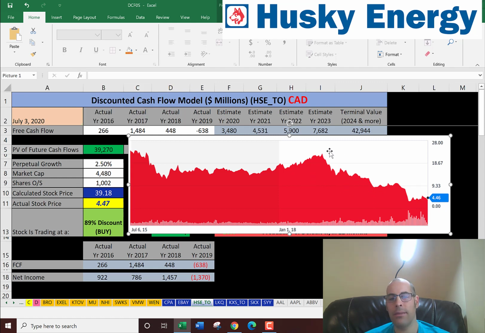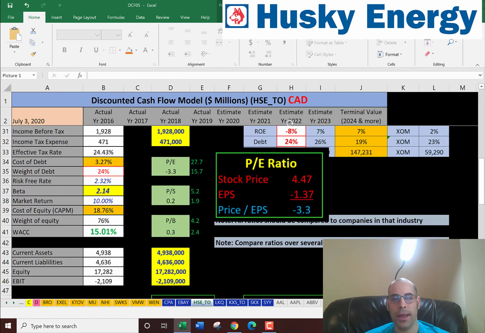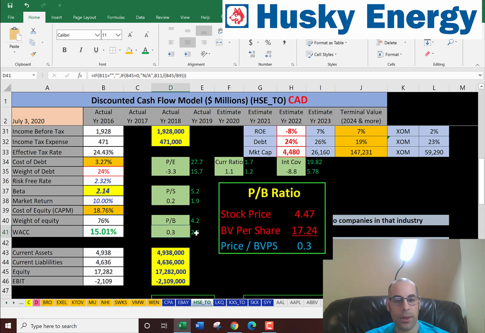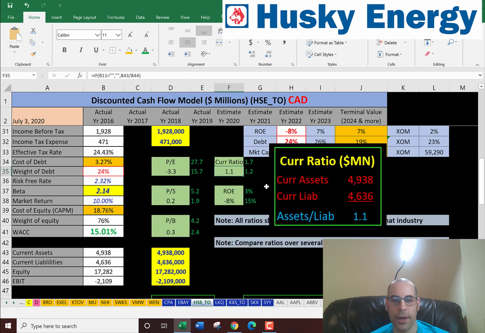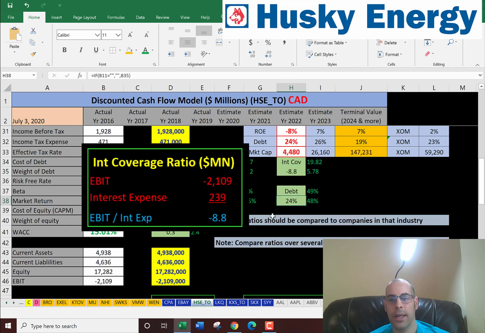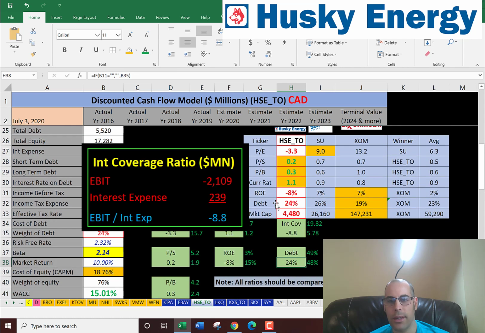Let's look at their financial ratios to get more information. They have a negative PE because they have negative earnings. So we can't look at PE. They have a really low price of sales. That's a really good number, 0.2. Also a really low price to book of 0.3. That's price to stock over book value per share. They're doing fine in current ratio. They can cover their current liabilities. Negative ROE because they have negative earnings. Also negative interest coverage. So we can't look at those numbers. 24% debt, which is pretty good.